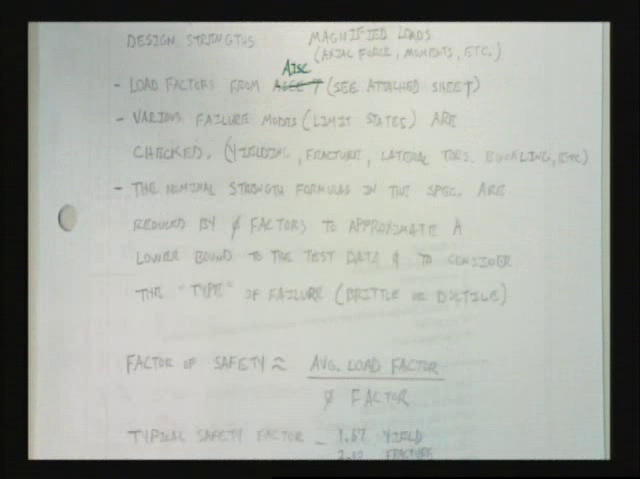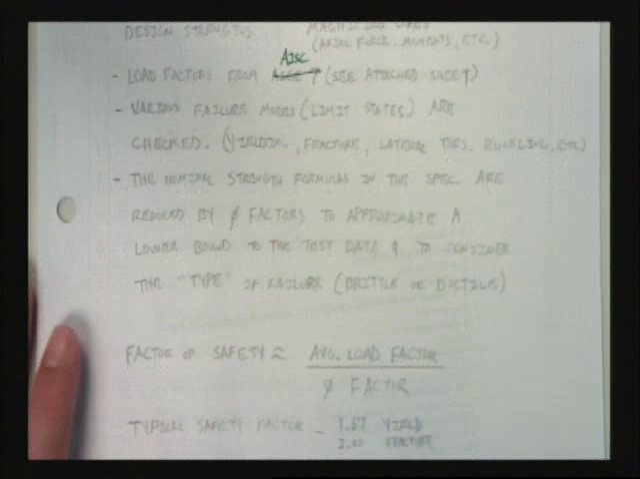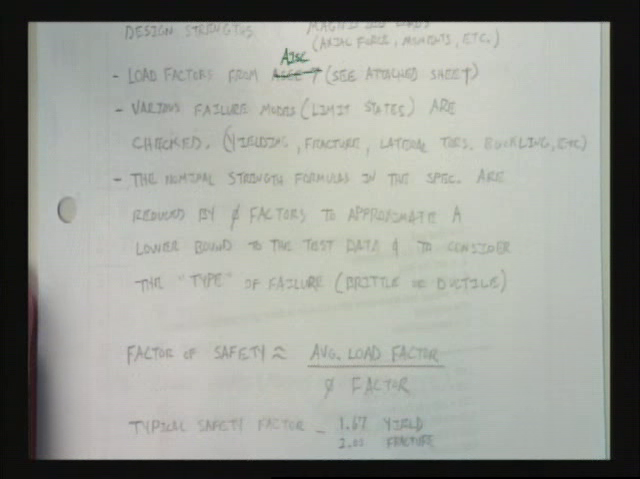If it's yielding, what was the phi factor? Who remembers? 0.9. If it's fracture, what's the phi factor? Higher or lower? Lower. What's the number? 0.75. These are numbers that should just roll off your tongue, all right? Be tattooed on your eyelids, all right? Something you just know, all right? 0.9 and 0.75 are the phi factors for yield and fracture.